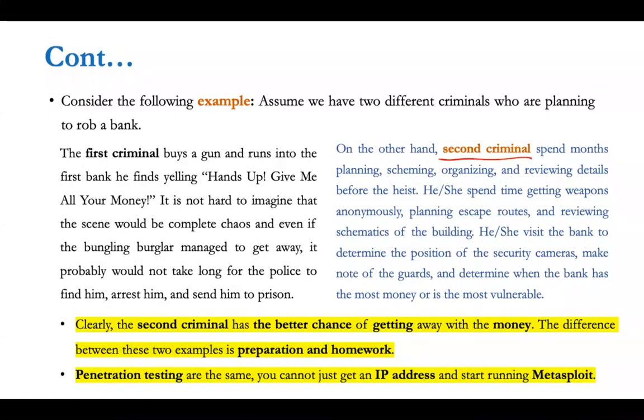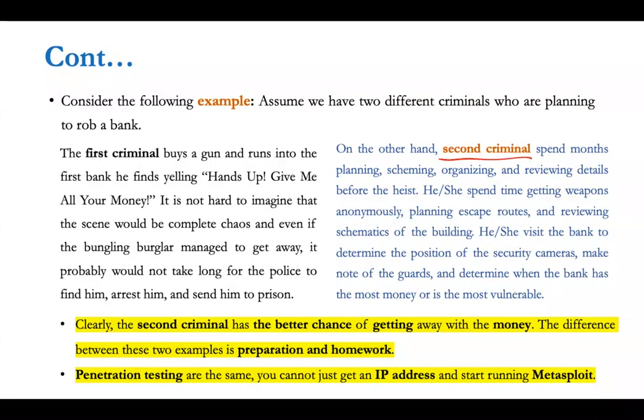They spend time getting weapons anonymously, planning escape routes, and reviewing the schematic of the building. They visit the bank to determine the position of the security cameras, make note of the guards, and determine when the bank has the most money or is the most vulnerable. Clearly, the second criminal has the better chance of getting away with the money. It should be obvious that the difference between these two examples is preparation and homework.